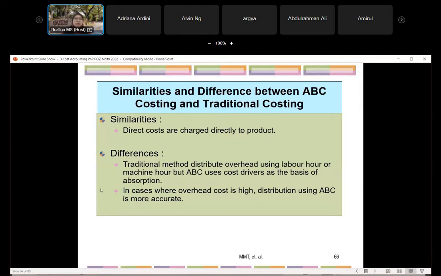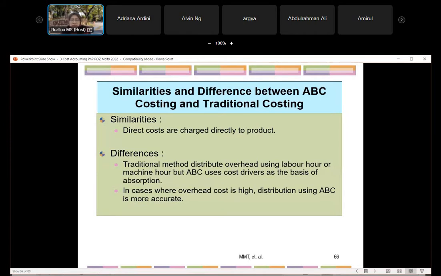Okay, similarities and differences. The similarity between both methods is that direct costs are charged directly to the product. The difference is that the traditional method distributes overhead using maybe labor hour or maybe machine hour. Traditional can use labor hour or machine hour for its OAR.